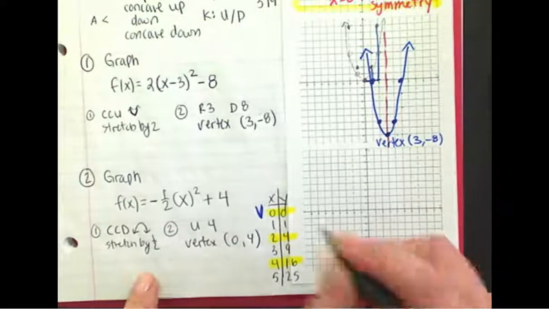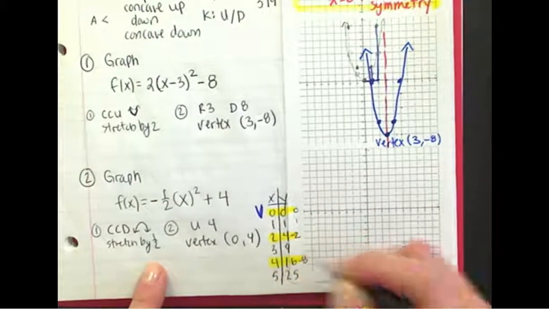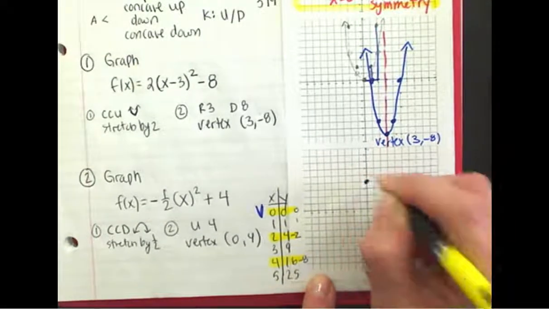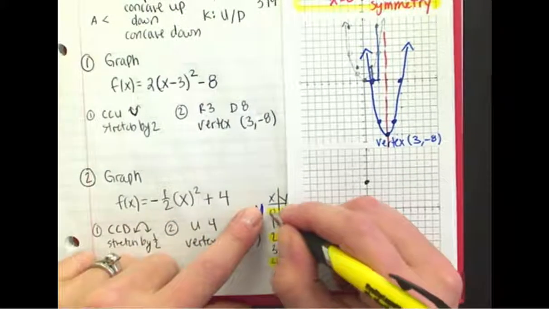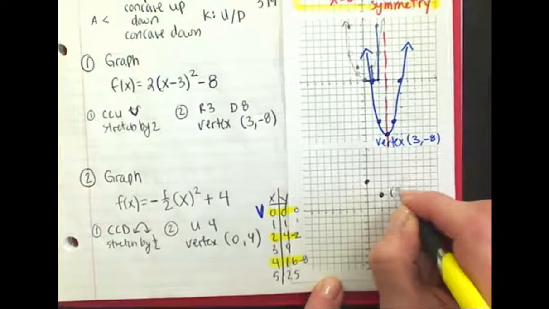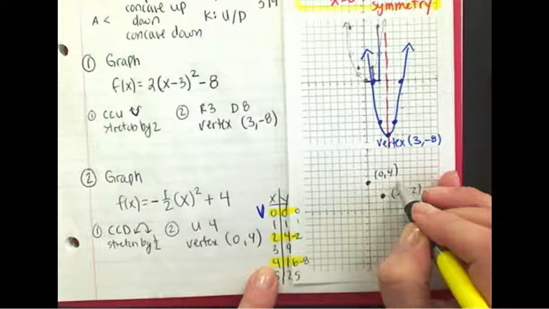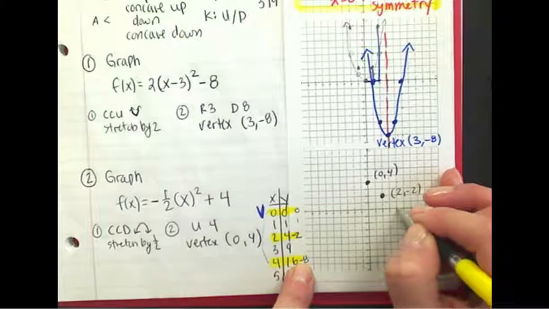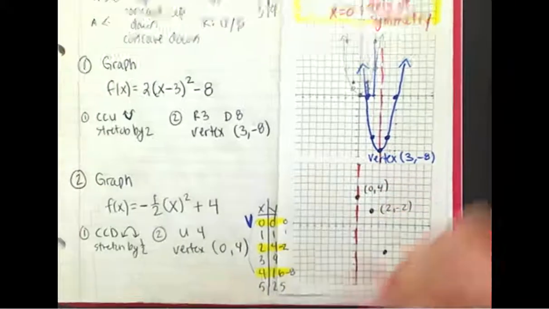Okay, so maybe you like a table. 0, nope, 2, -8. Okay, now I've got points that I can do this with. Up 4. Now keep in mind that these points are oriented from the vertex. Over 2, down 2. Make sure you actually have that in the right place. (2, -2), (0, 4). Over 4 from the vertex, down 8. (4, -4), (4, 8). And symmetry. Symmetry is very useful.